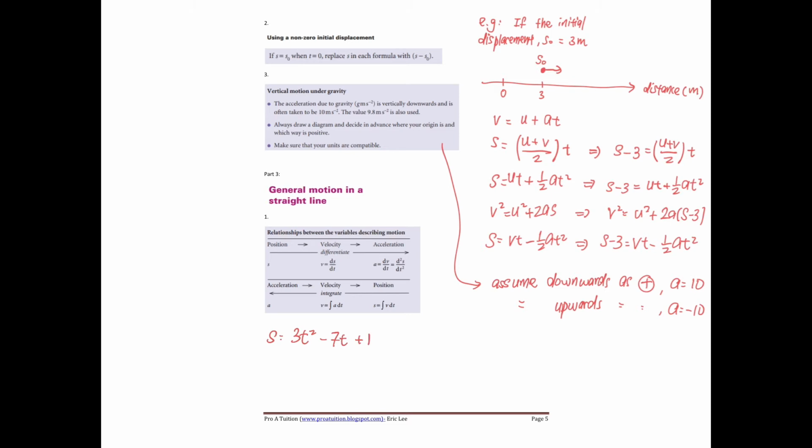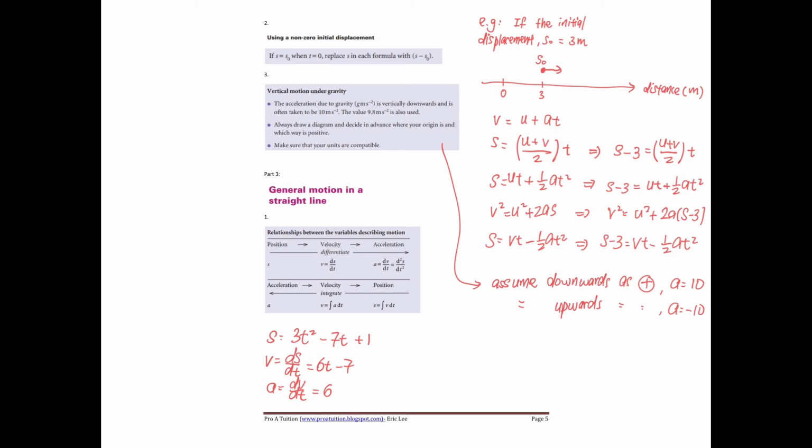Okay, so something like this. That will give you s in terms of t. Then you have to differentiate. Velocity is ds dt. Then you get 6t minus 7. And after that, you can continue with this part. Acceleration is dv dt. That means you differentiate this again. So for this case, acceleration is dv dt. So you differentiate 6t, you get 6. So that is how functions of displacement can be differentiated to find velocity function and can find acceleration functions.